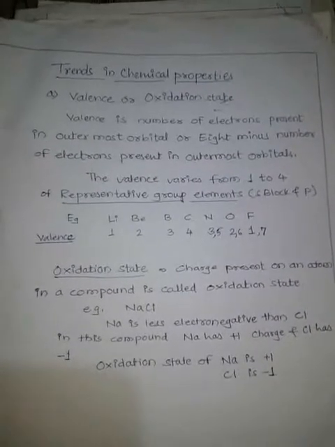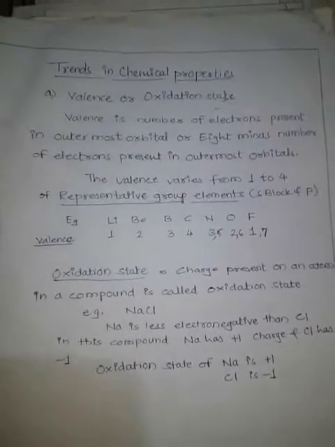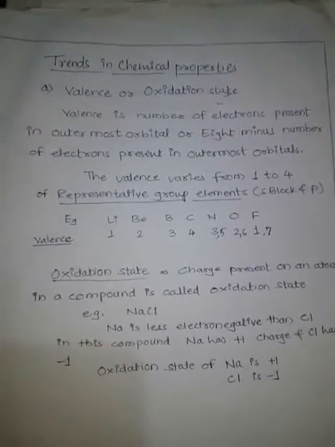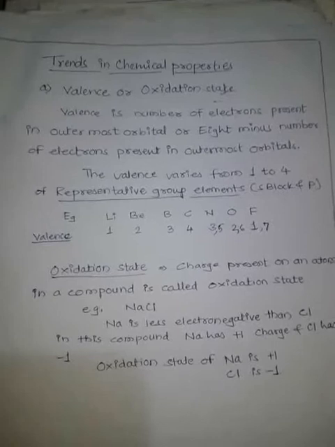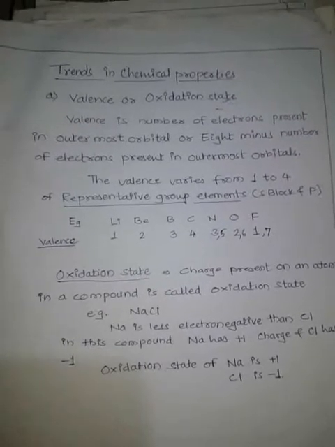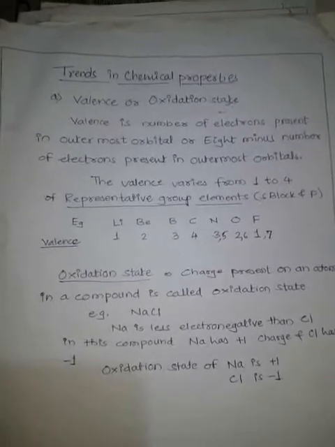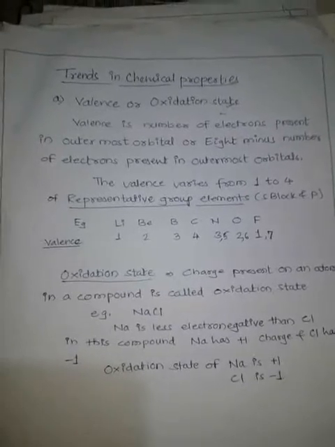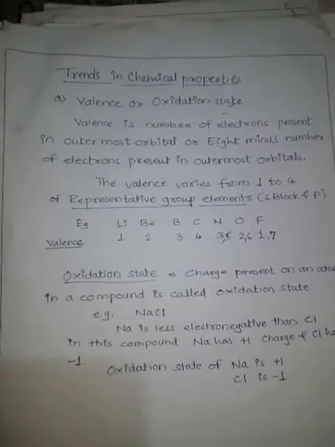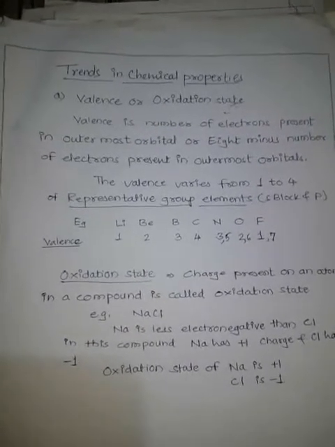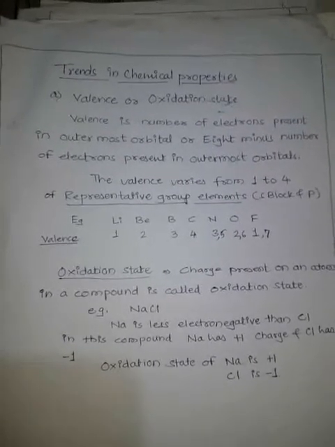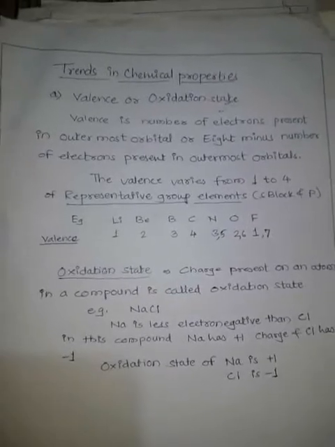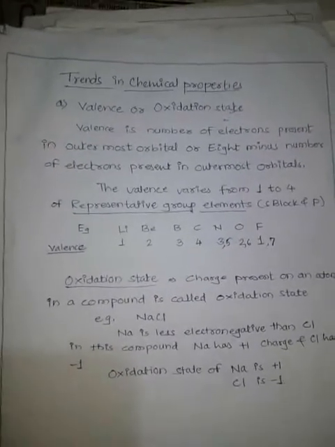Hello dear students. In the last lecture we discussed the physical properties, that is atomic size or atomic radius, ionic radius, then electronegativity, ionization enthalpy, electron gain enthalpy. In today's lecture we are going to discuss some chemical properties and their trends in the periodic table.